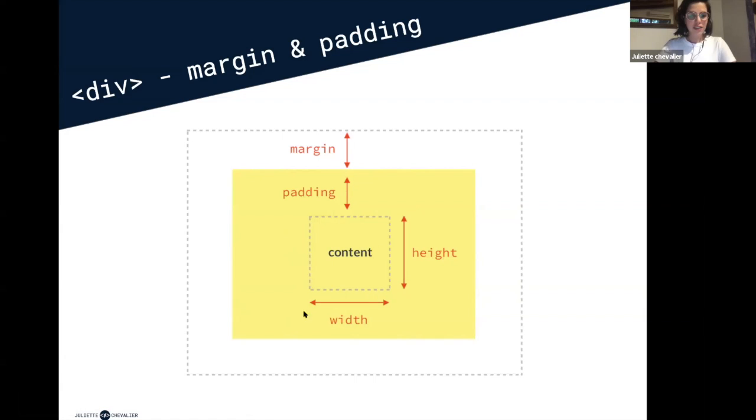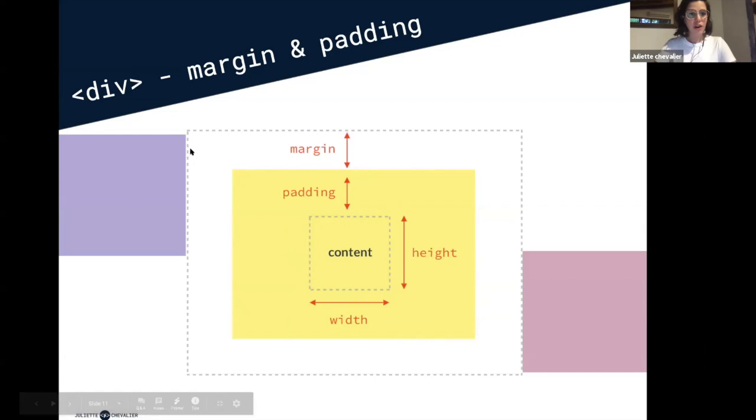So we have a content that has a width and height. We have a padding, which is the breathing air between the text and the border of that button. And then we have the margin, which is the space that we'll have around that specific element and the next element surrounding it.